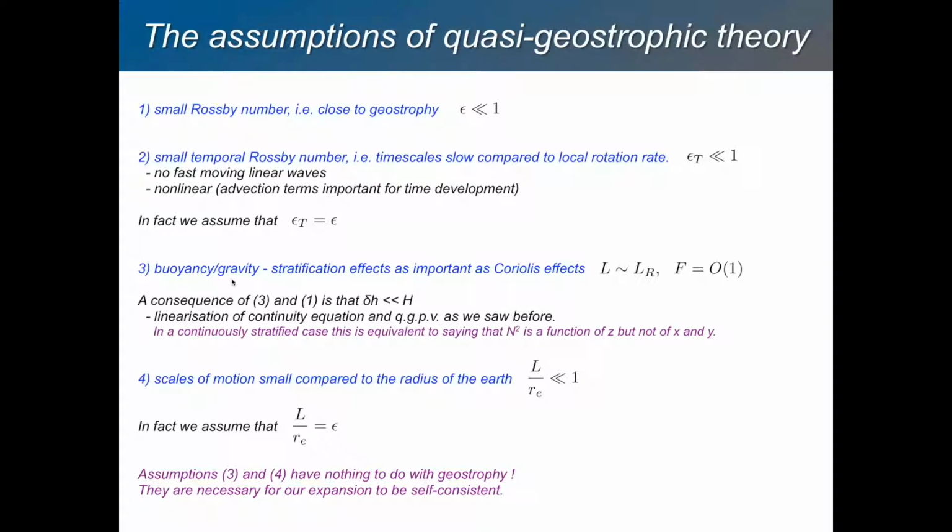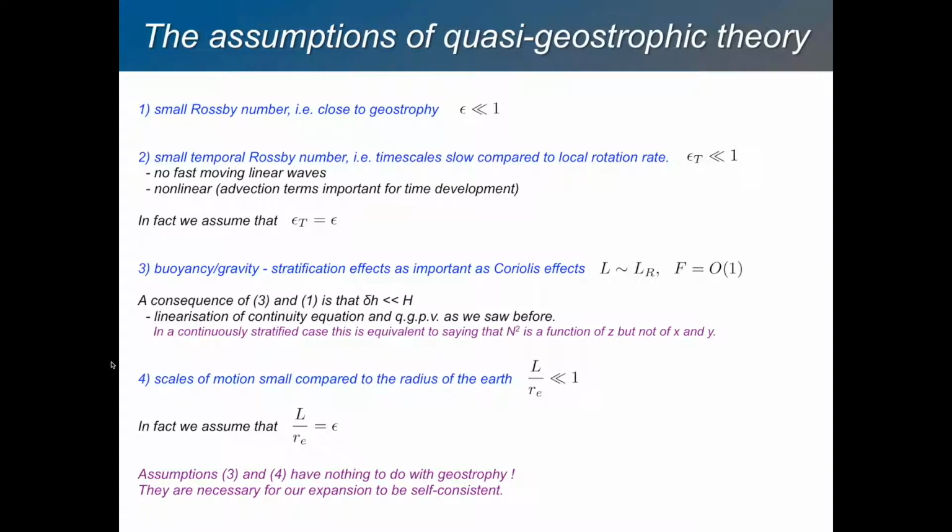Assumption number 3: buoyancy, gravity, stratification effects are as important as the Coriolis effect. So we're assuming now that length scale is close to the Rossby radius, or our F in our equations is of order 1, right? The consequence of assumption 3 and assumption 1 is that our departures from standard layer thickness are small. This is the linearization of the continuity equation and of the quasi geostrophic potential vorticity. This is equivalent to saying that the Brunt-Väisälä frequency squared, N squared, varies in the vertical but not in the horizontal.